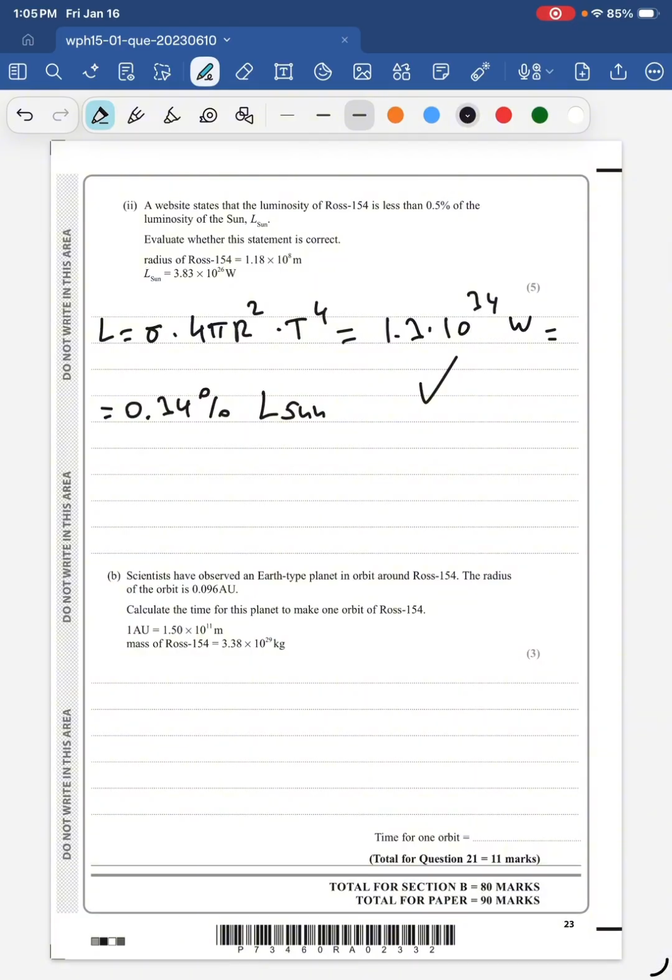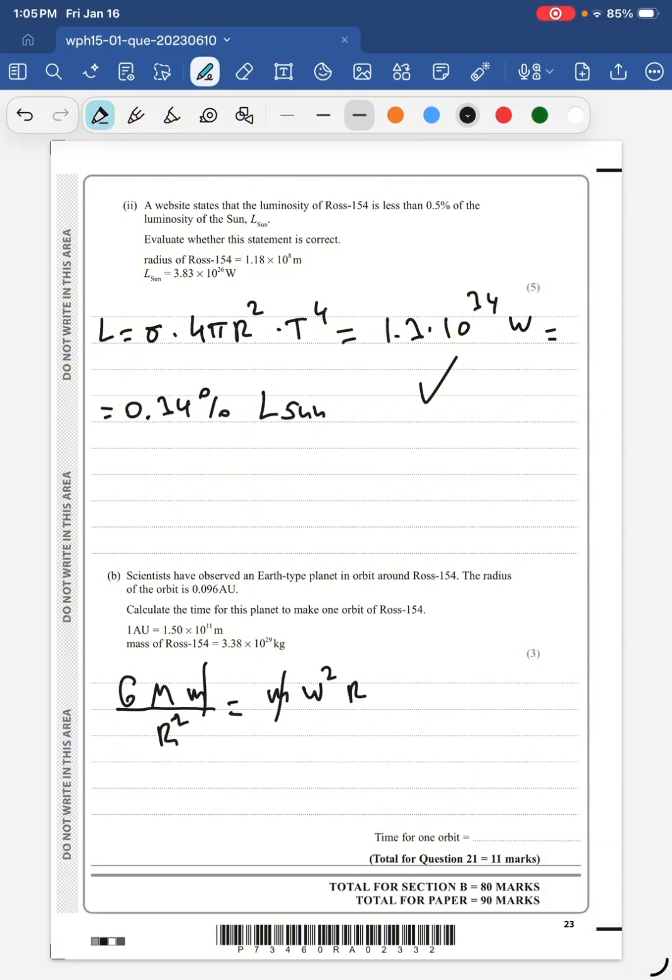We need to find the period, right? So how do we do that? When a planet goes around a star, it experiences the gravitational force given by Newton's law, G times the mass of the object times the mass of the planet, which I call lowercase m, over r squared. And that force provides the centripetal force for the object to stay in motion around the star. So this is equal to m omega squared times r.